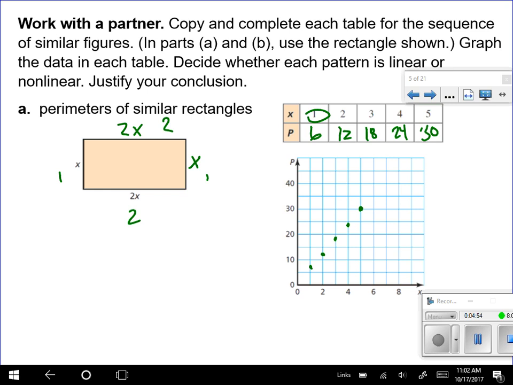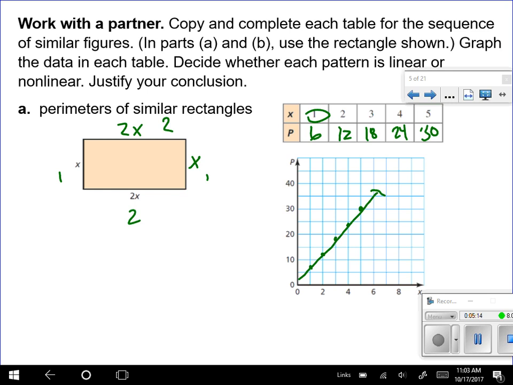It says decide whether each pattern is linear or nonlinear. So if we look at this, remember, the definition of a linear function is a function whose graph is a non-vertical line. But it's a line, it's not vertical, so this would be a function. So I'm just giving you some examples.